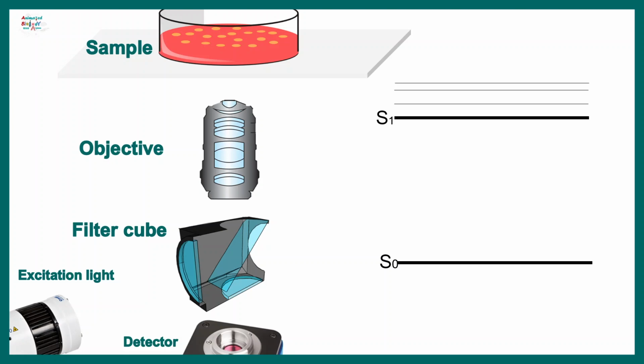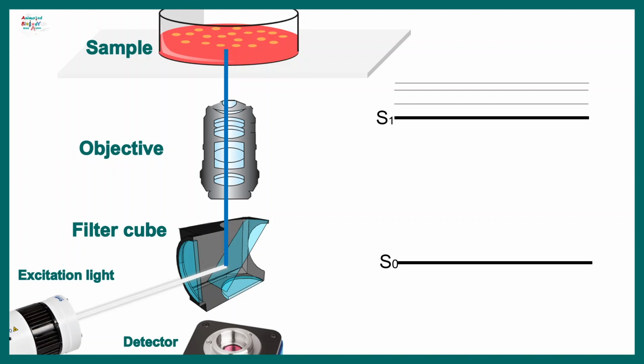So let's look at the light path. Now imagine we have a fluorescent sample in this plate. Here is the arrangement of the optical elements. You can see the sample here, objective, the filter cube, excitation light, and the detector. The detector is mostly a camera. First the excitation light hits the filter cube, and it is diverted through the objective and falls onto the specimen.